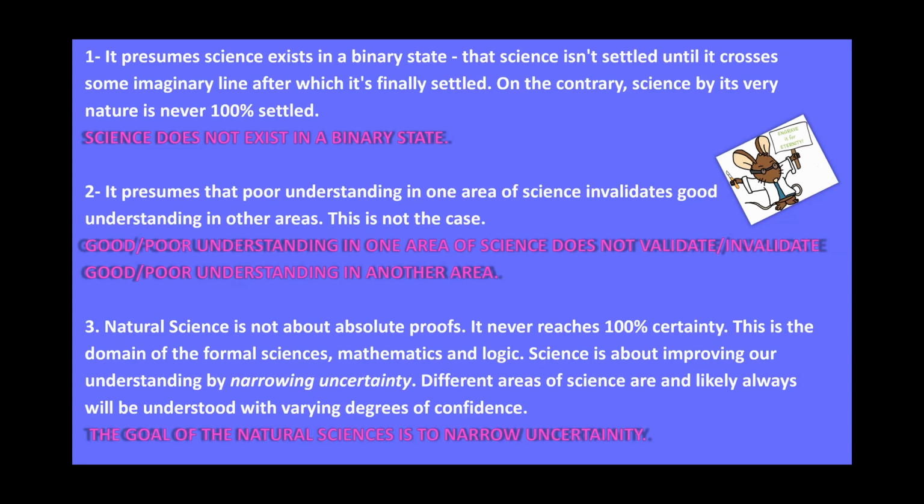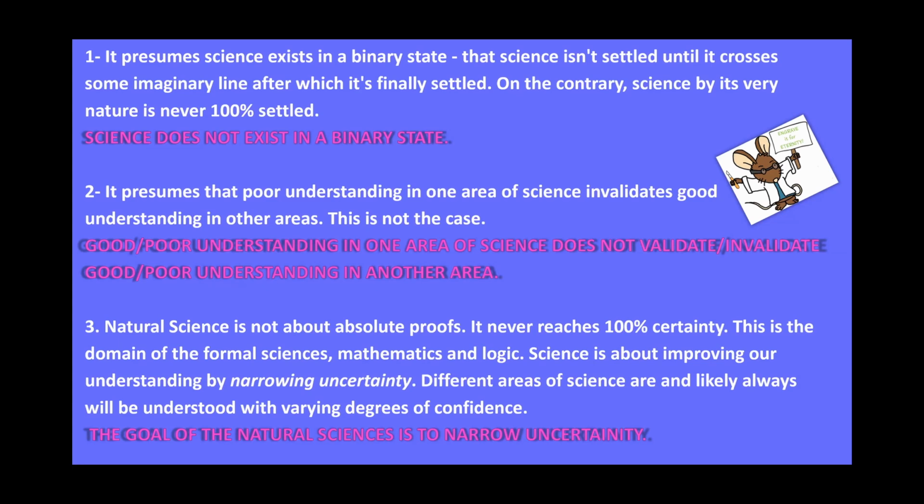Number 2, another reason. It presumes that poor understanding in one area of science invalidates good understanding in others, and this is not the case. So this one's the wordier one. But poor or good understanding in one area of science does not validate or invalidate good or poor understanding in another area. Basically, there are some things we know a lot about, and there are some things we do not know a lot about. It doesn't mean that what we know a lot about is somehow less valuable or less true because we don't know a lot about something else.